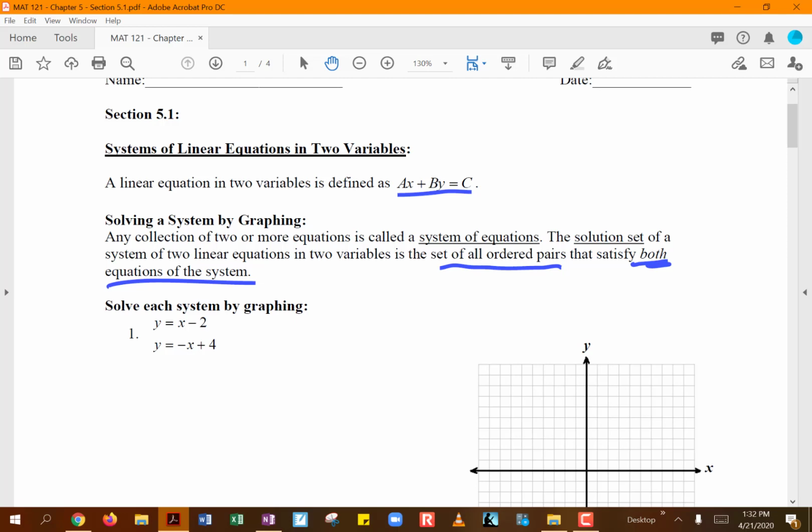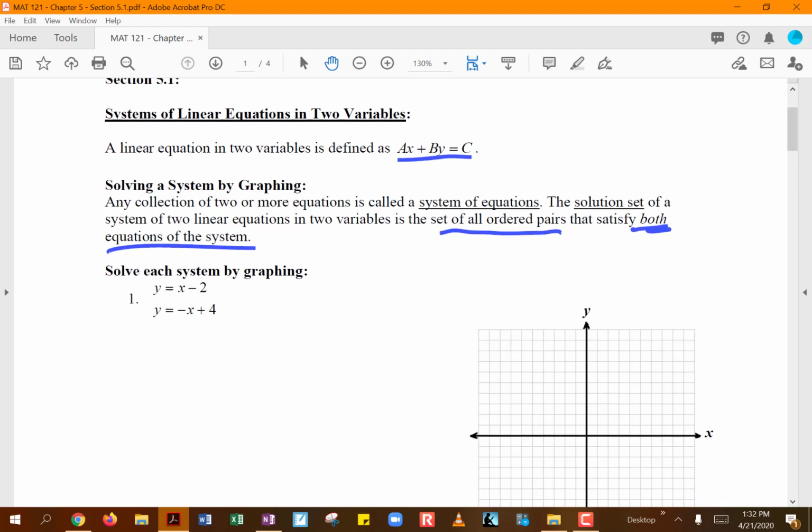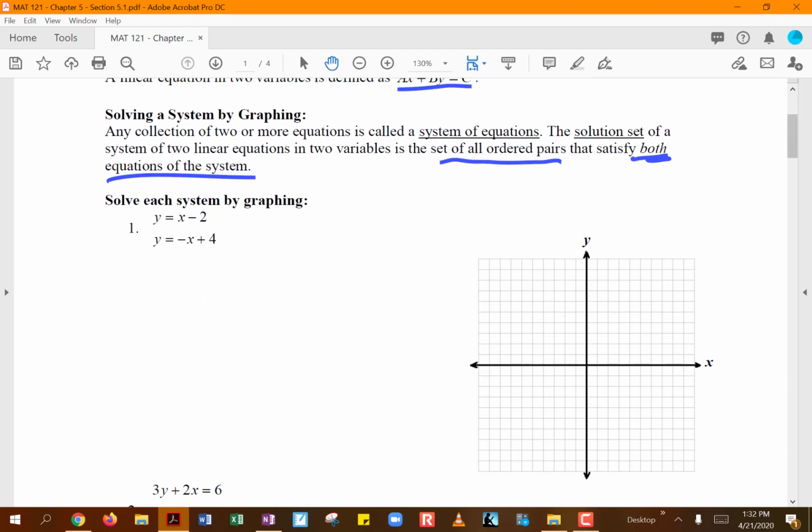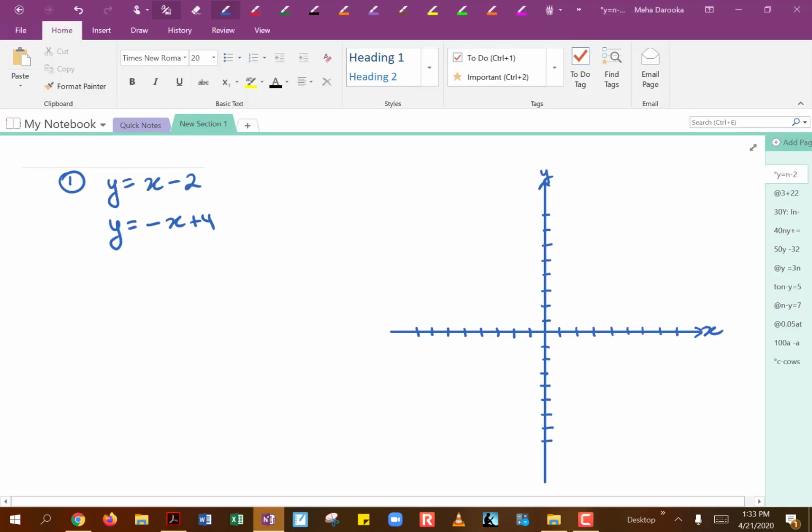So the first method we're looking at is the graphing method. You can use whatever techniques you want for graphing. Since these equations are given to us in the y equals mx plus b form, the slope-intercept form, we can use the slope and the y-intercept to graph these. So let's take a look at our first example.